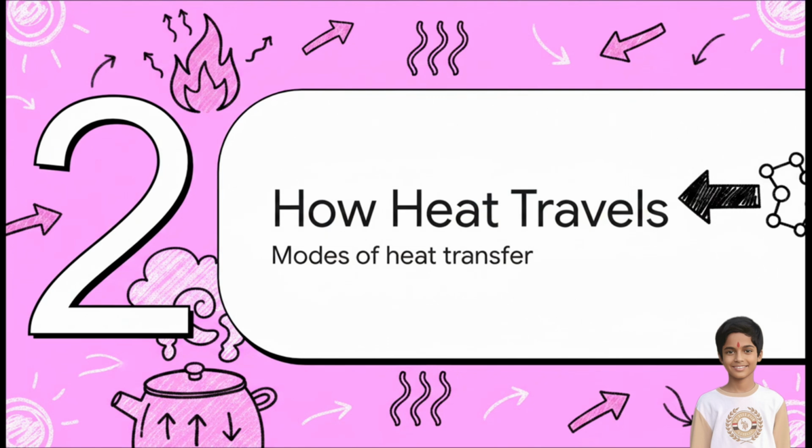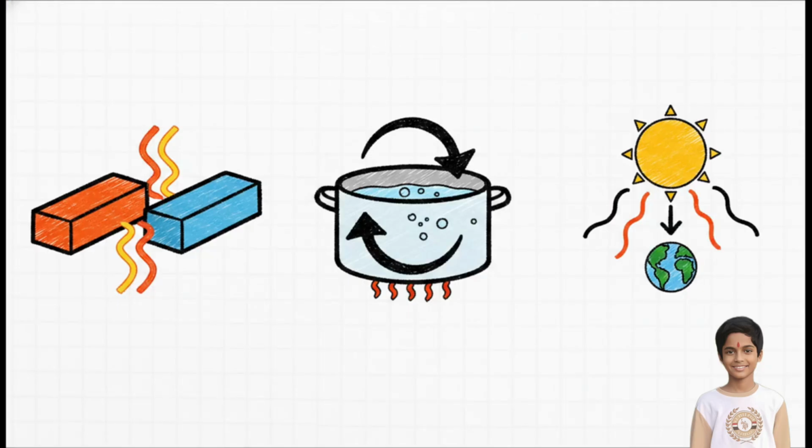Moving right along, Section 2, How Heat Travels. So, there are 3 core modes of heat transfer, and you've got to know the conditions for each. First is conduction. This is mostly a solids thing. Heat flows from a hot body to a cold body by conduction only when they are in direct physical contact.